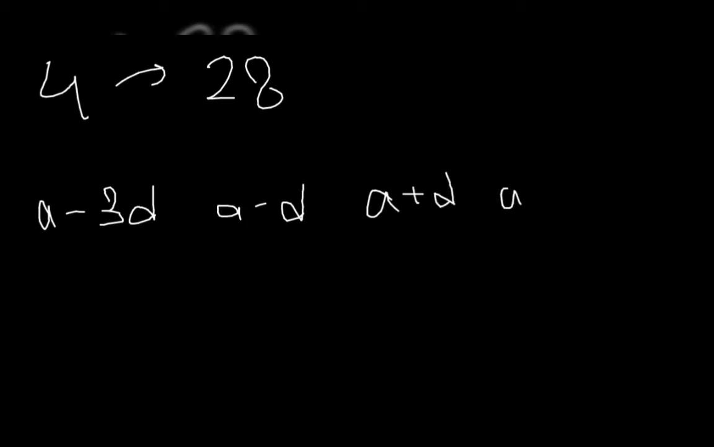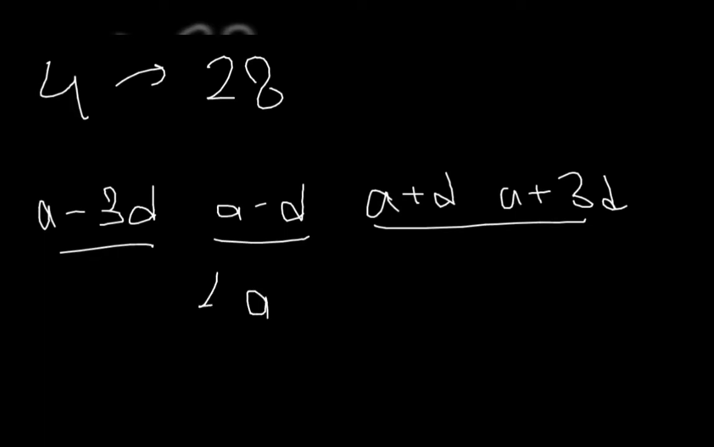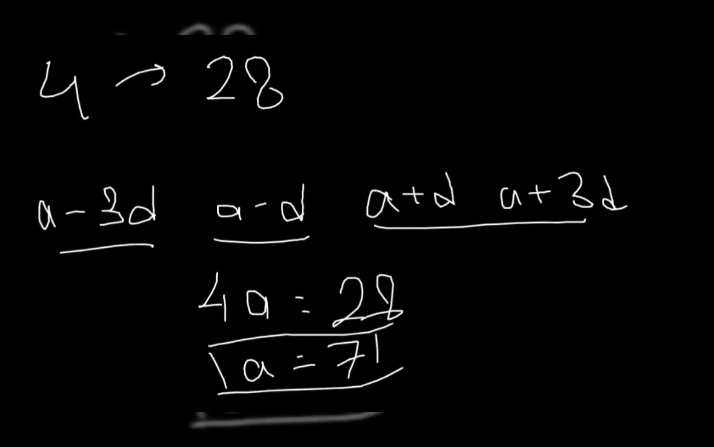Yeah, wrong. I'll show. You take A minus 3D, A minus D, A plus D, A plus 3D. All these get cut. This is the essence of sequence and series, the essence of AP and GP. Understand? So here, the equation is 4A equal to 28, A equal to 7. Like this you solve. Understand?